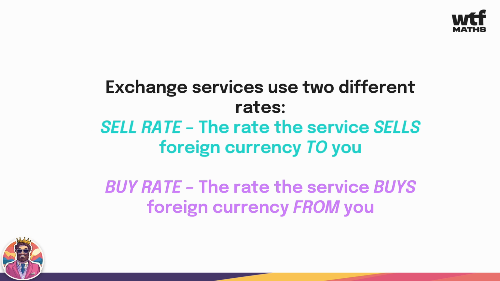So exchange services use two different rates. The first rate is called the sell rate, and this is the rate that the service sells foreign currency to you. They also have a different rate called the buy rate, the rate the service buys foreign currency from you. The reason they have two different rates with two different prices is so they can make tiny amounts of money off you whenever you buy or sell foreign currency to them.